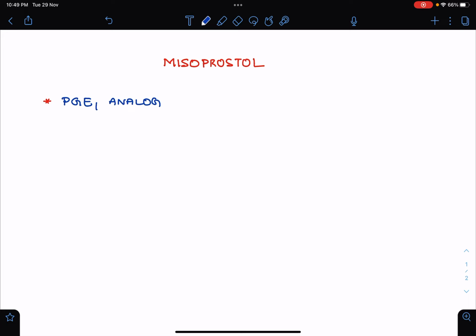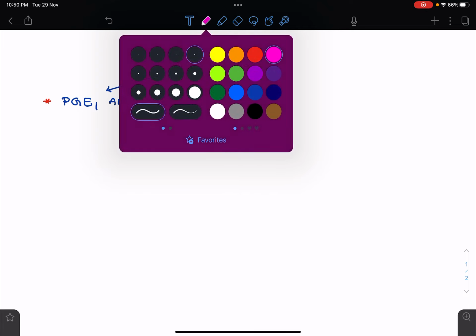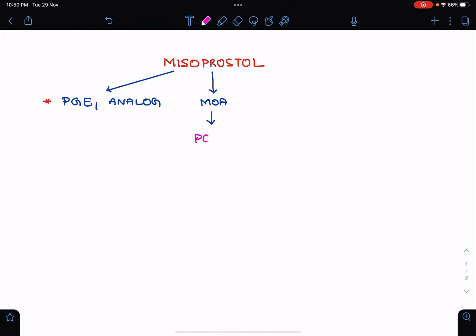So, why do we require prostaglandin E1? Basically, this is the prostaglandin E1 analog. The basic mechanism of action of misoprostol is being the prostaglandin E1 analog.